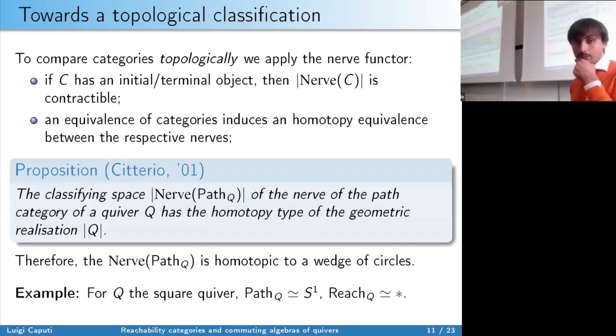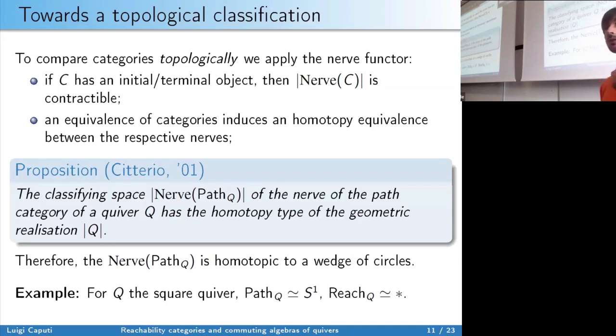And a result that is going to be needed here is a result by Citteri of about 25 years ago, saying that if you start with a quiver and you take the free category generated by it, and you apply the nerve functor and take the geometric realization, this is going to be just a bunch of S1s, spheres of dimension 1, which gives us the intuition of what we were discussing before as well, that quivers are basically one-dimensional objects.